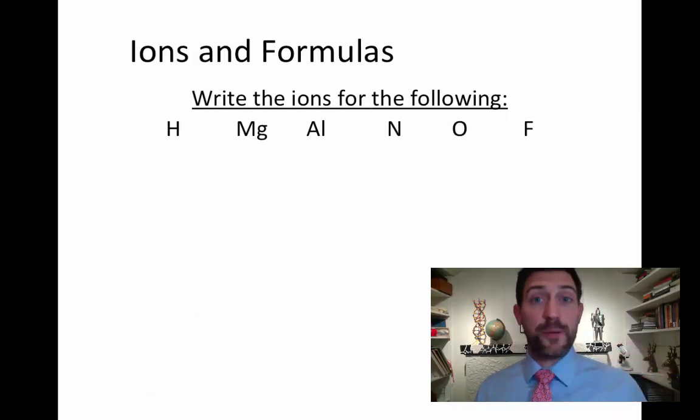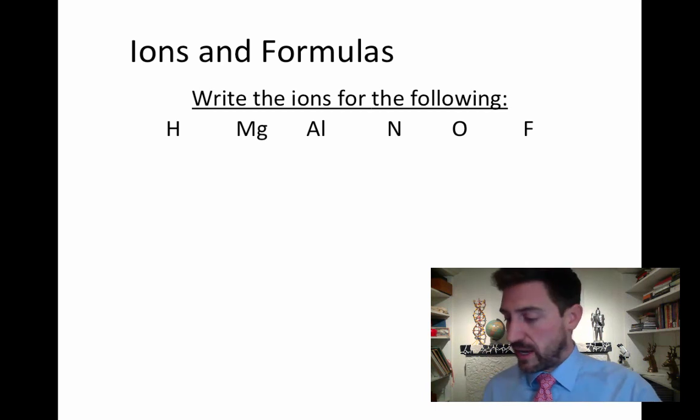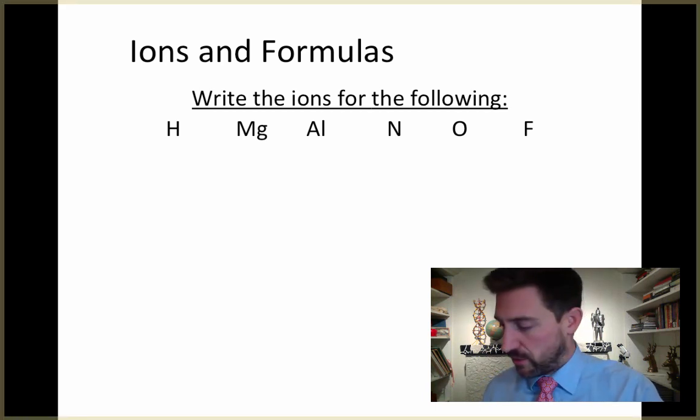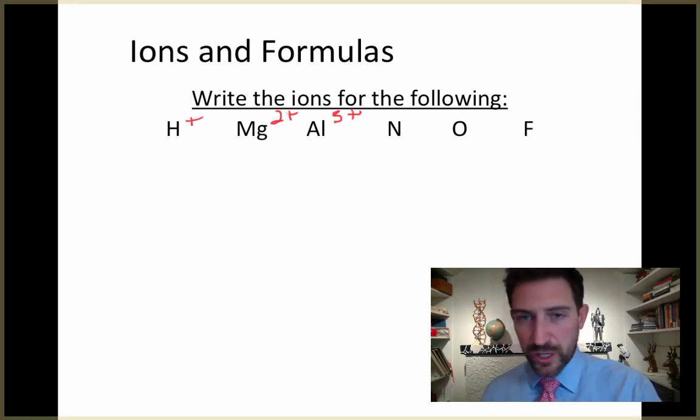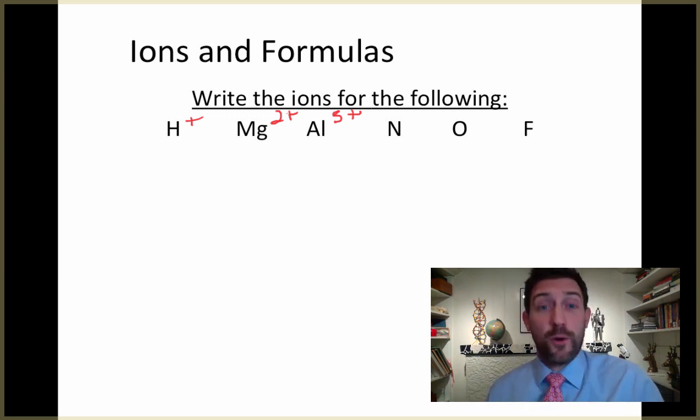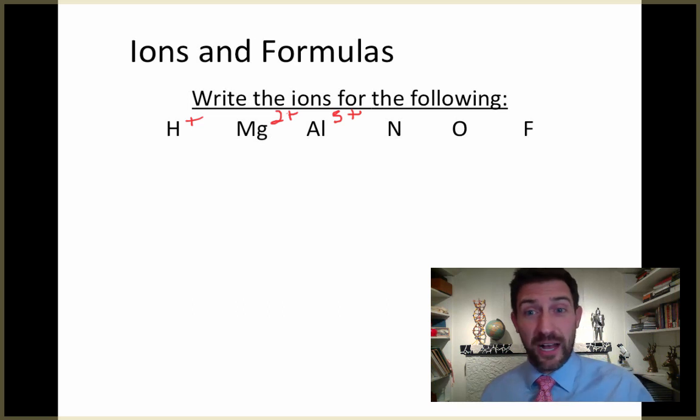Let's practice a few of these. I'd encourage you to get out your periodic table, find the oxidation state, and see if you can get all of these correct. And nitrogen, go ahead and find it on your periodic table. Nitrogen is a tricky one. It's got a whole bunch of oxidation states. How do I know which one to use? That's a common question I get in my chemistry class all the time.